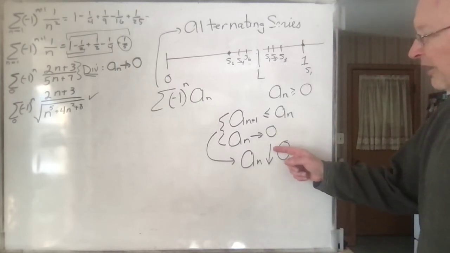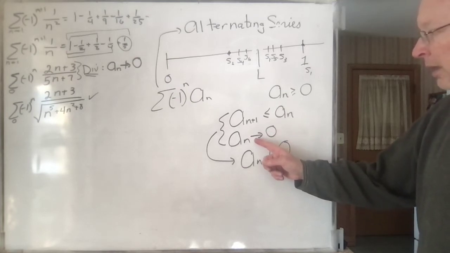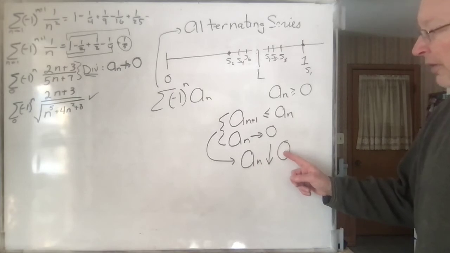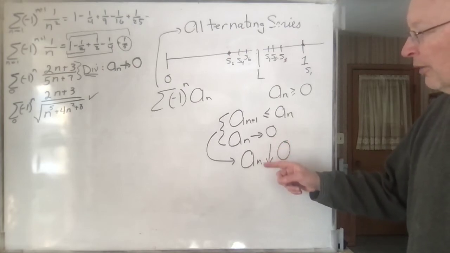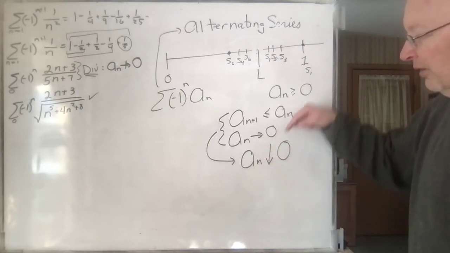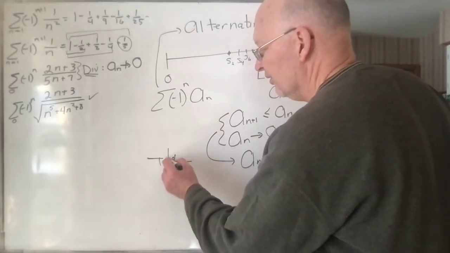And so this means two things. It's actually telling you three things. It's telling you that the terms are going to zero, the limit of them is zero. It means that they're going monotonically to zero. Each one is less than or equal to the previous one. Okay, so they're not bouncing around zero like this.